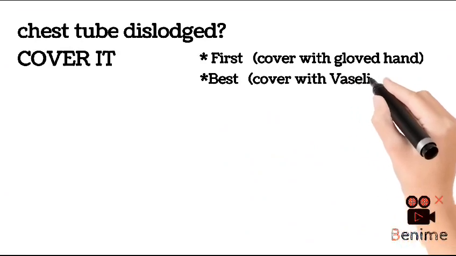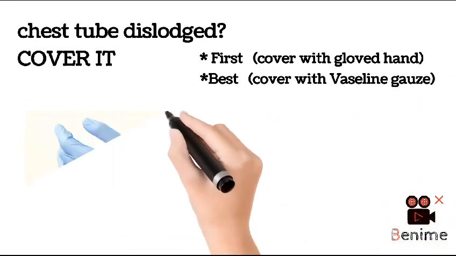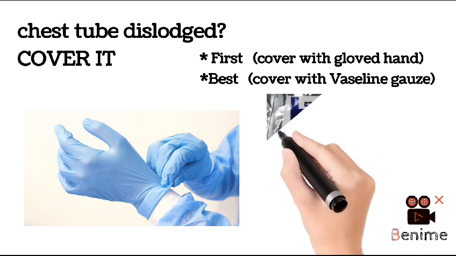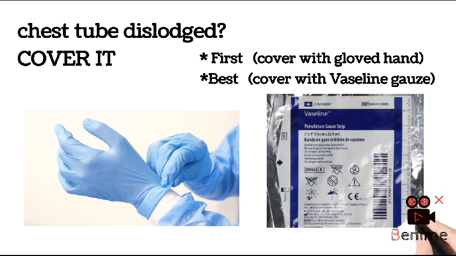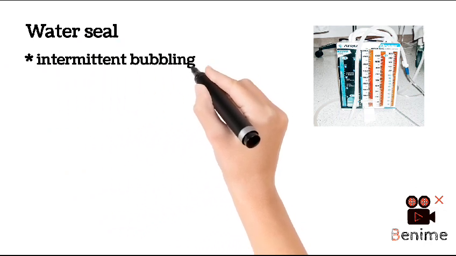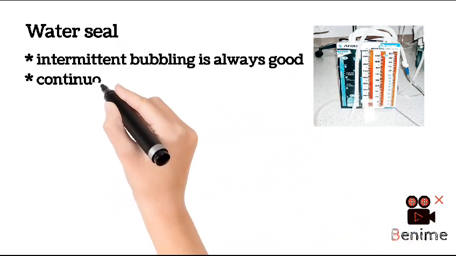What if the chest tube is dislodged? Cover it with a gloved hand, and then cover it with the Vaseline gauze. If the question says what you should do first in this situation, then pick the option that says cover with the gloved hand. If the question says, what's the best response in this situation? Then pick the option that says cover with Vaseline gauze.